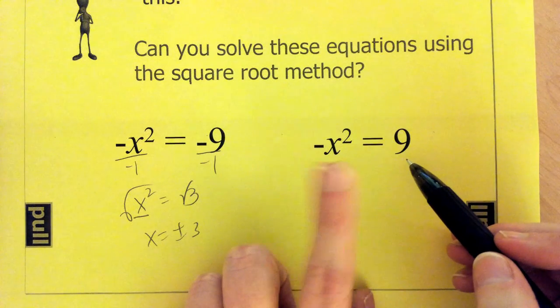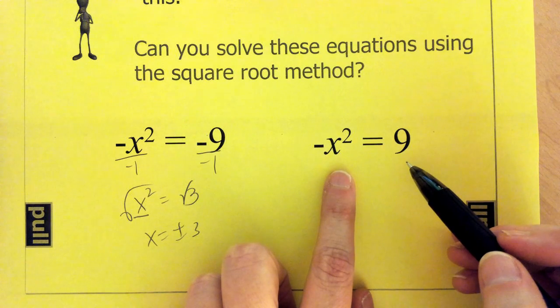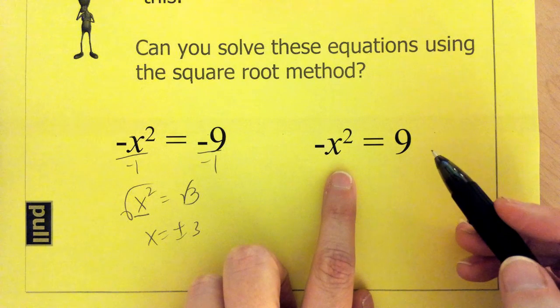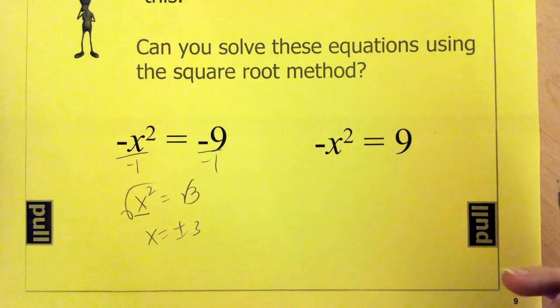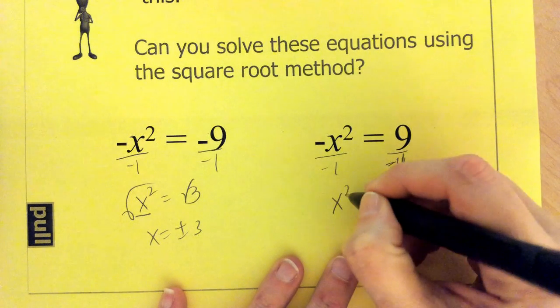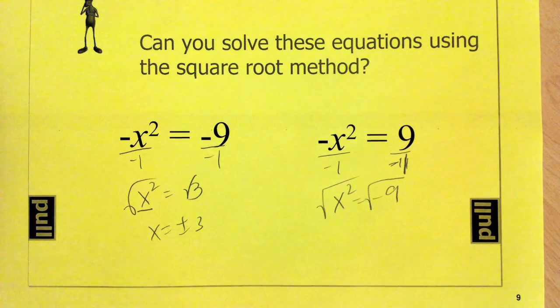This one you cannot solve using the square root method. Why? Well, let's think about it. If I divide both sides by -1, x squared equals -9. Put the square root of -9 in your calculator and you get an error, non-real answer. We can't do that, so that's not going to be an option.